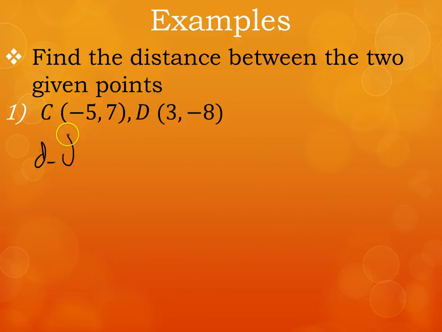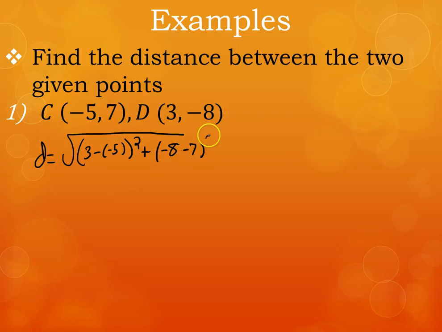So we have D equals, so we subtract our x's, so it'd be 3 minus a negative 5 squared plus negative 8 minus 7 squared. Well, we have minus negative, which becomes plus, so 3 plus 5 is 8 squared. Negative 8 minus 7, same sign, add them together, so this is negative 15 squared. Now notice I put that in parentheses. If you are squaring negative 15, anytime you square any negative number, it better come out to be positive.